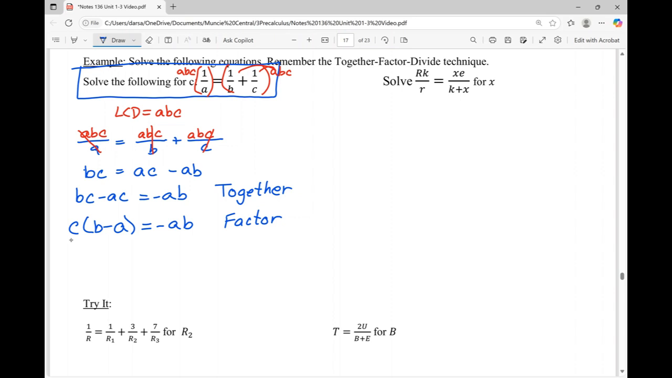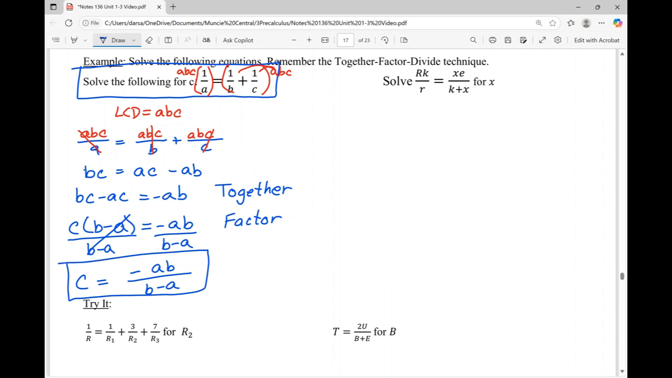So our second step is to factor out the thing that is in common that we're trying to solve for. That's how we turn two of them into one. And then the last thing we're going to do, to get C by itself, is divide by whatever's multiplied by that C, which in this case is B minus A. So we get C is equal to negative AB over B minus A. And that is solved for our variable.